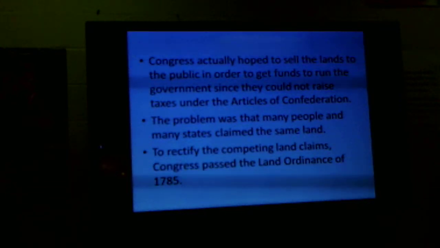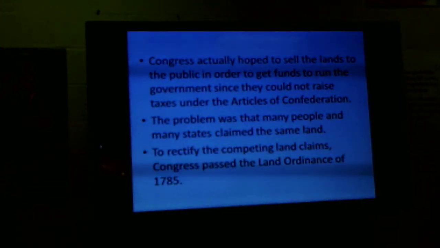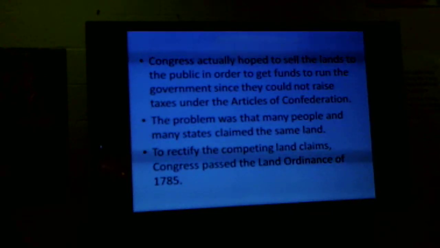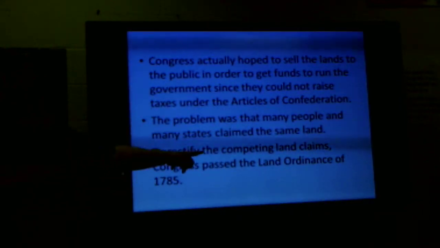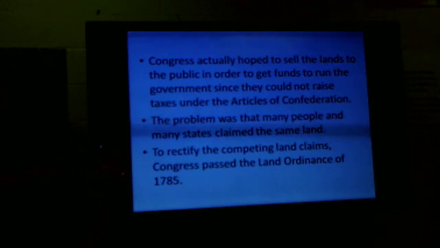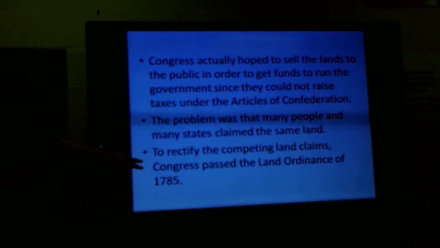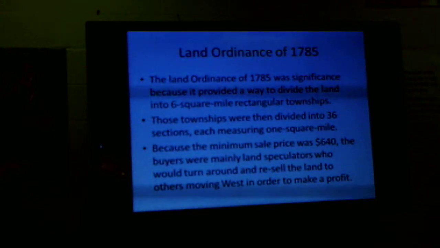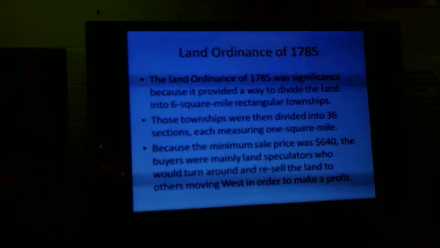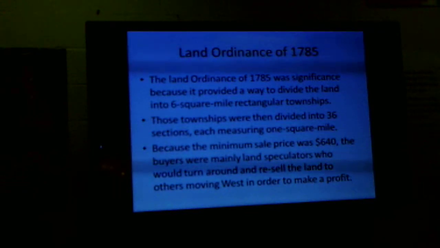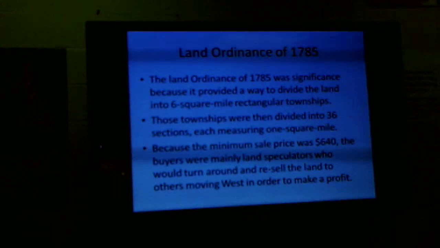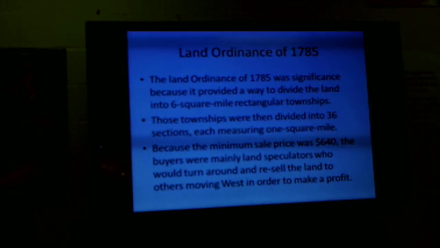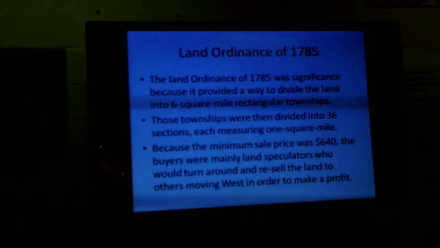The problem was that many people in many states claimed the same land. And to fix that, Congress passed what was called the Land Ordinance of 1785. The Land Ordinance of 1785 is going to fix that. What was it? Well, the Land Ordinance of 1785 was significant because it provided a way to divide the land into 6 square mile rectangular towns. Those towns, or townships, were then divided into 36 sections, each measuring 1 square mile.